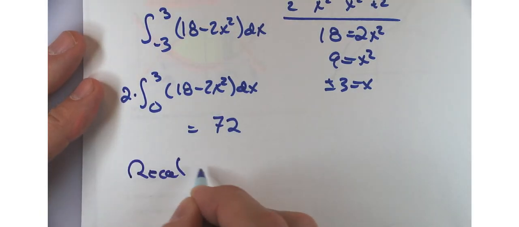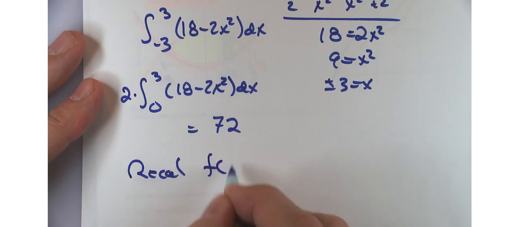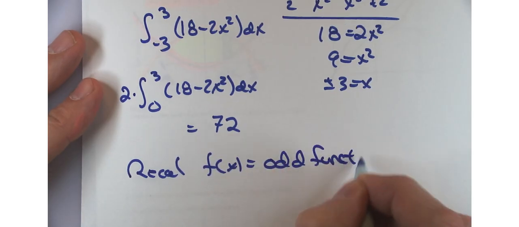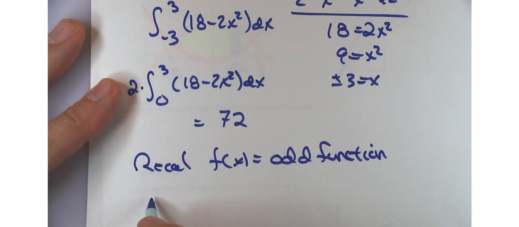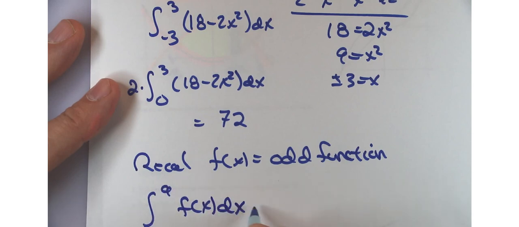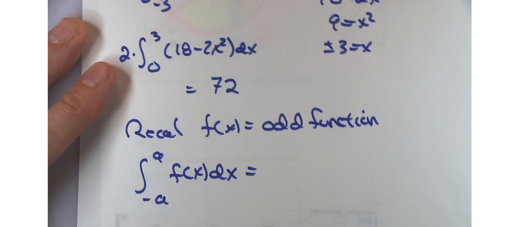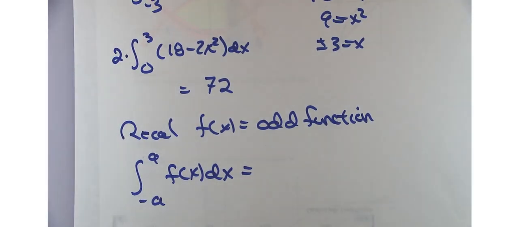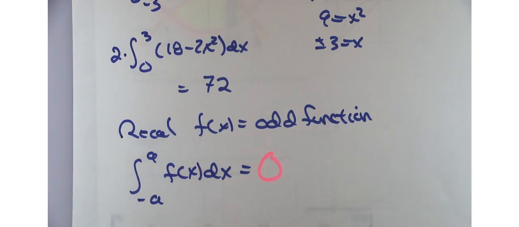If you have f of x equals an odd function and you're integrating from negative a to a of f of x dx, what happens with your odd functions? Yeah, you get a nice big goose egg. Let's put that in some color here to make it pop a little bit. So that's a nice feature.